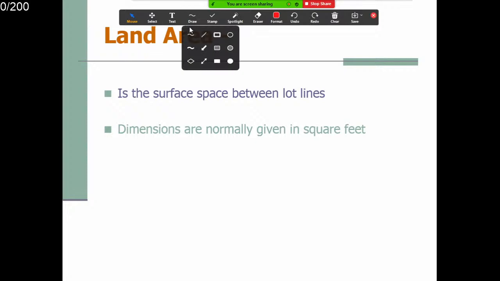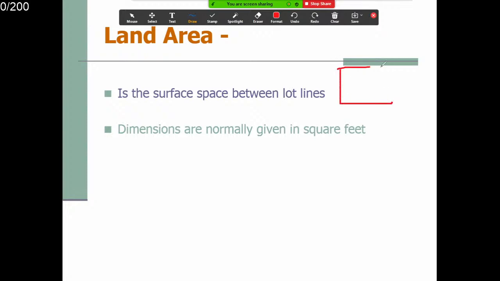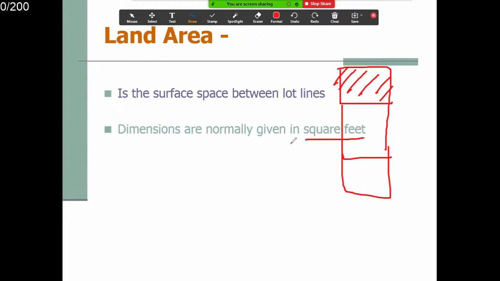So, land area. They talk about land area. It's the surface space between lot lines. You have different lots, and within a lot you have to figure out what the area is. Dimensions are normally given in square feet. In Europe and in China, we look at it in square meters.